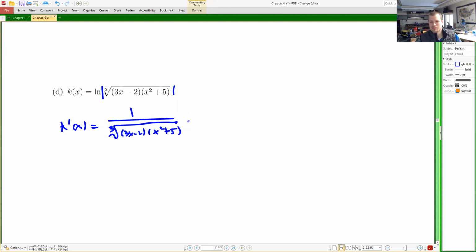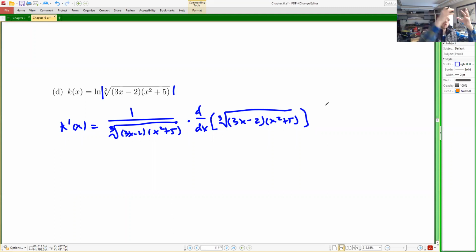But once I have that, then I have to multiply by the derivative of the input, d over dx of the cube root of 3x minus 2 times x squared plus 5. And that in itself requires a chain rule. And you're like, oh my word. So I've got to do the power rule because it's the cube root of something. And then I have to multiply by the derivative of what I'm taking the cube root of, which is a product. So I have to use the product rule. And you're like, man, I'm just getting tired. That's so many things to do. There's so much going on.